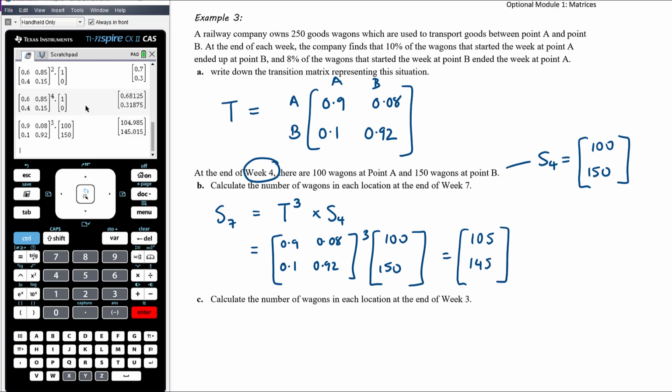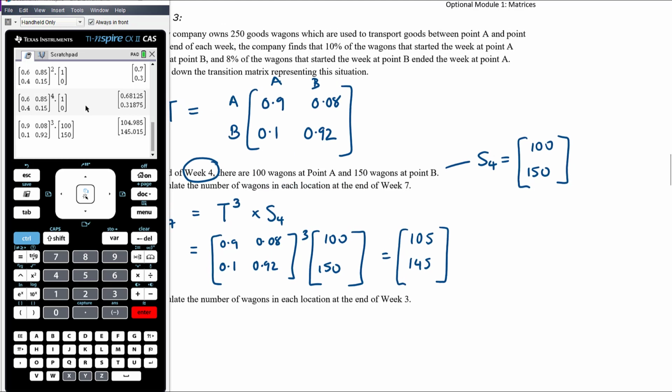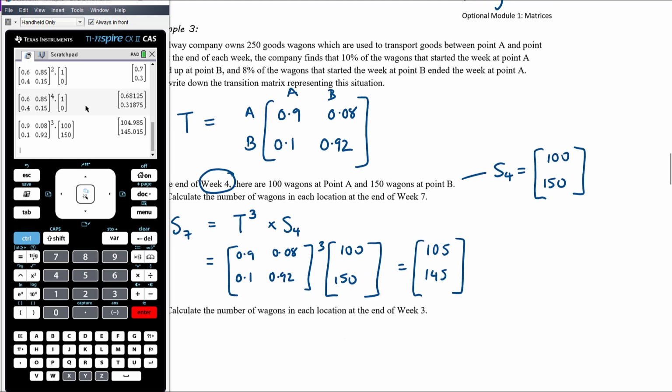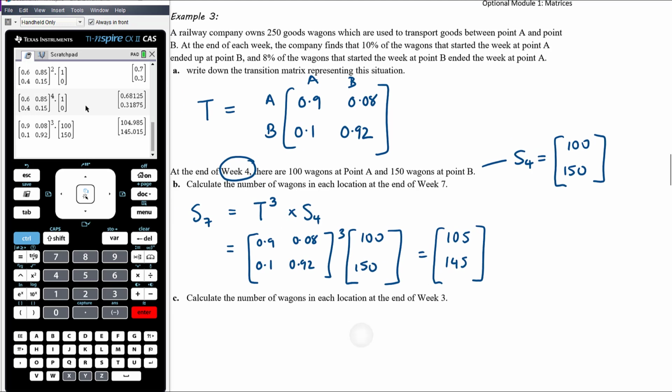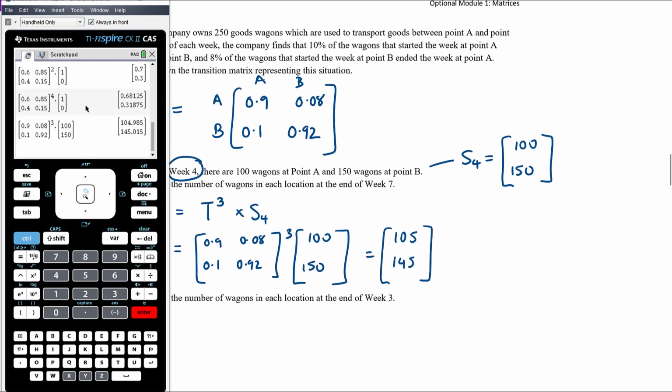They should still add up to the same total. If you started with 250 wagons, you should still have 250 wagons when you do your rounding. If you've got 3 states, sometimes that rounding ends up slightly out, but when you've got 2 states, it should always round so you've still got the same number. Again, we want to make sure we've answered the question, which was to calculate the number of wagons in each location at the end of week 7. So therefore we have 105 wagons at A and 145 wagons at B.